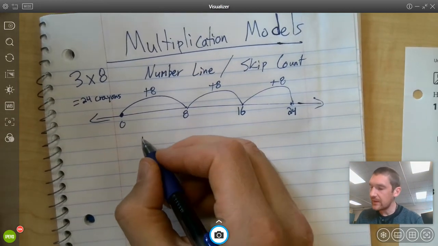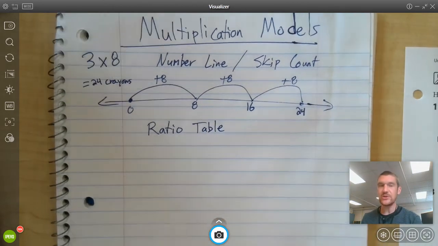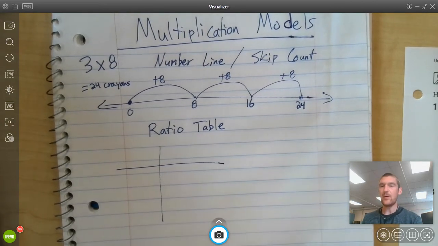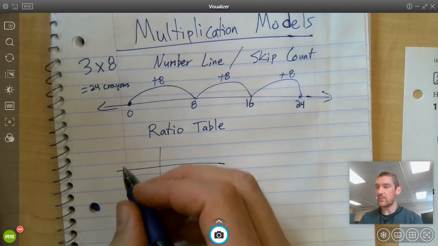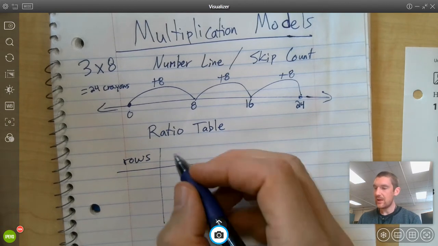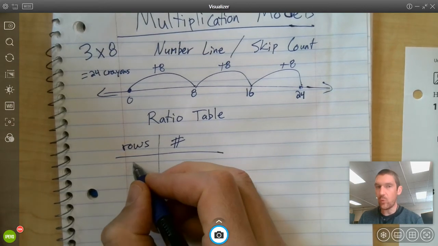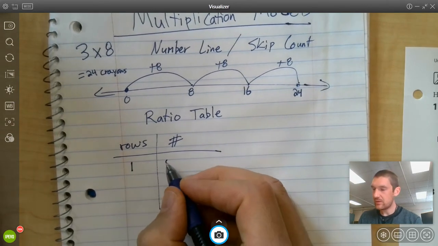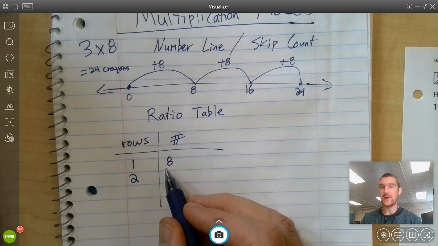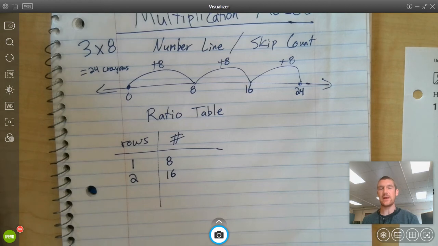Now, another way to solve it, and I believe this is what Miss Herman showed you yesterday, would be with a ratio table. So this is kind of like a T-chart, okay? And you want to think about, well, what are my 2 categories here? So we have rows of crayons, and then how many crayons are in each row. So in 1 row of crayons, there are 8 crayons. In 2 rows of crayons, well, that's going to be 2 8s, 8 and another 8, would be 16 crayons.